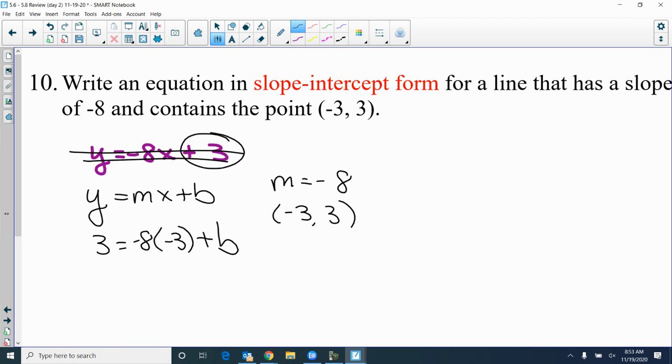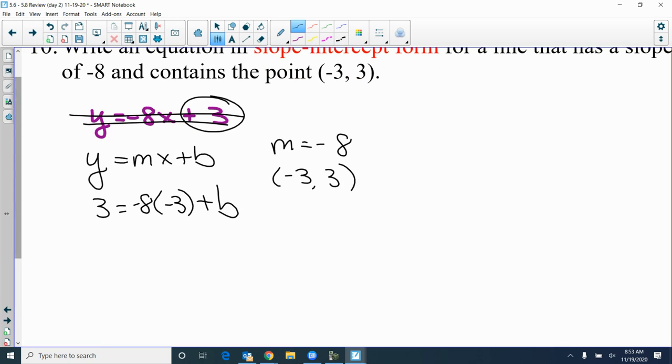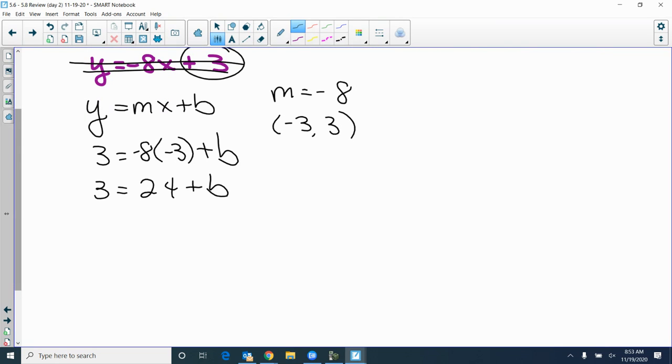All right, London. So you got that, and here's where we're at. We got 3 equals -8 times -3 is 24 plus b. So to find that, subtract 24. So 3 minus 24 is -21 equals b. All right, we've done everything good. But we're not done. We just have to do the final answer.